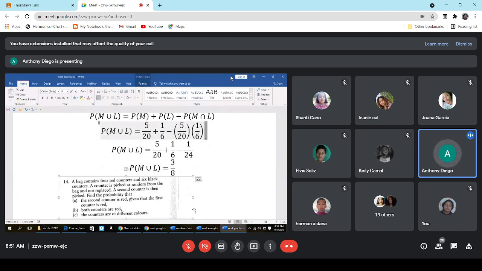A bag contains 4 red counters and 6 black counters. A counter is picked at random from the bag and not replaced. A second counter is then picked. A: Find the probability that the second counter is red, given that the first counter is red. B: Both counters are red. C: The counters are of different colors.